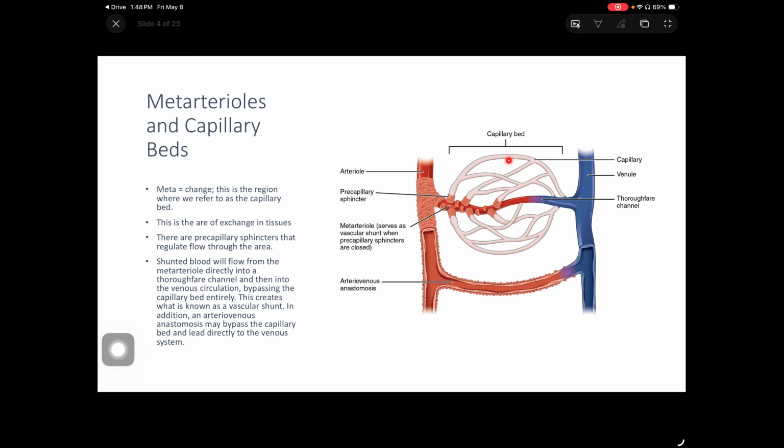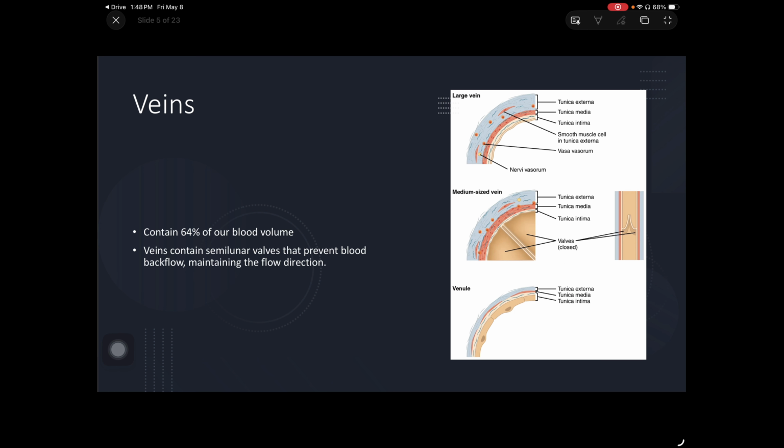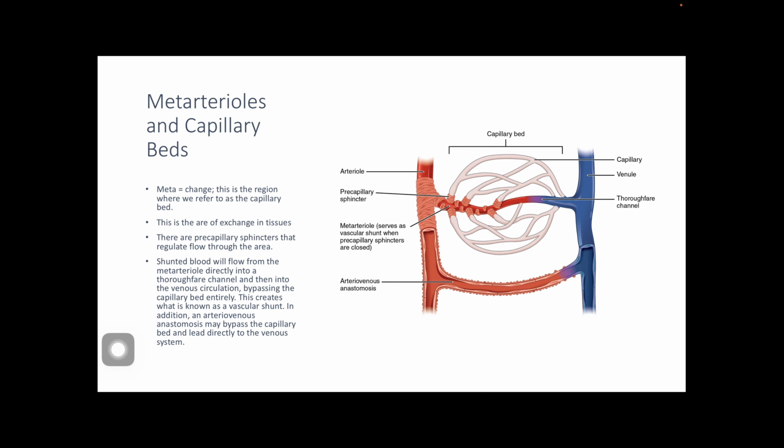So this happens all over. For example, in the lungs, if I have poor ventilation of an alveolus, what's going to happen is my capillaries will shunt blood away from those alveoli to other parts of the lung that maybe have better blood flow. So that's just an example of how that might work.